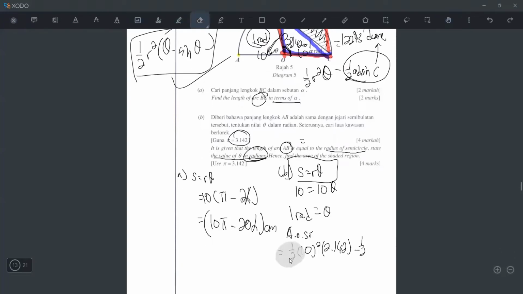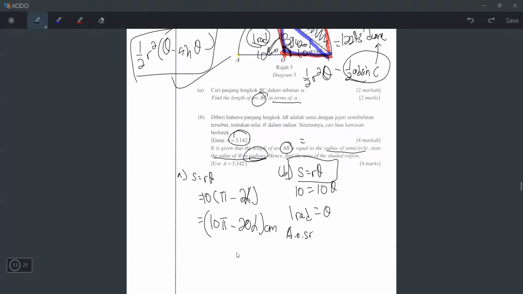I need more space actually. So the area of the shaded region equals 1/2 r squared theta, right? So it's 10 squared, and then the theta is 2.142 just now, and then minus the area of the blue triangle, to get the area of the segment. So 1/2 AB sine C, which is 10 times 10 times sine, where the included angle is 122 degree 43 minutes.